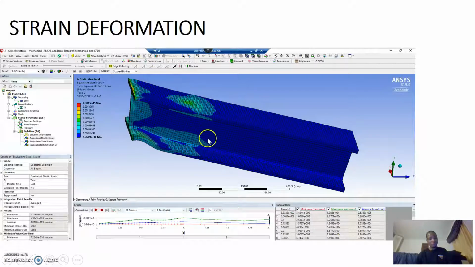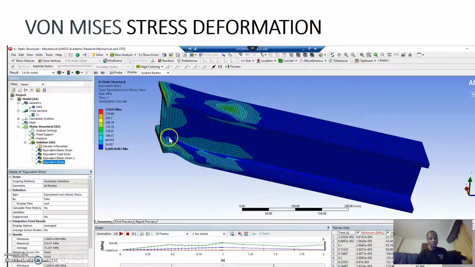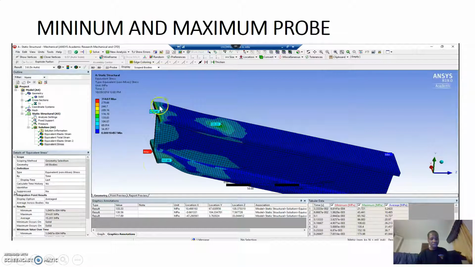So this shows the permanent deformation of the I-beam. This is the equivalent stress, as you can see, 314.61 megapascal, which is greater than 250, which is the yield strength of the structural steel, and that's why the material fails. These are the values at each point. You can see this is the maximum critical stress, and this is the minimal stress that we have. Each of these is the value at each of these points.